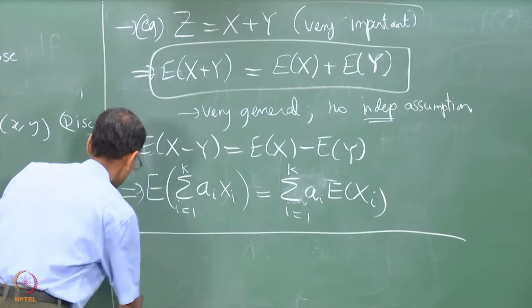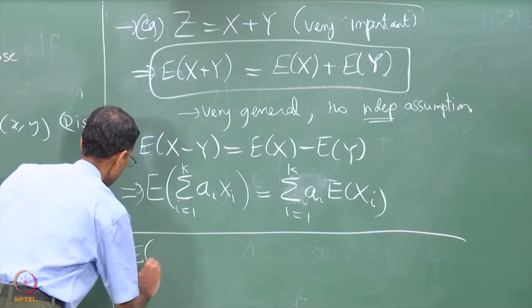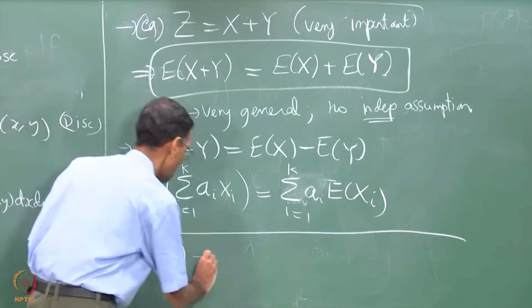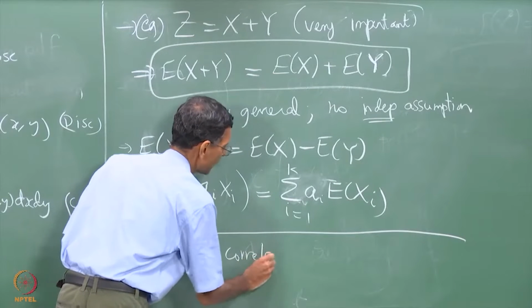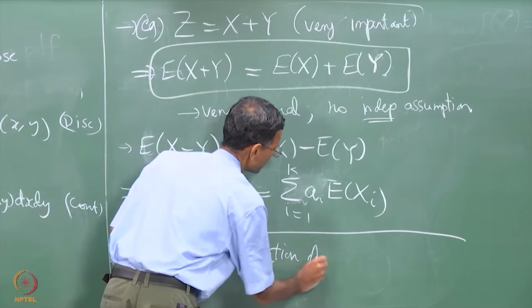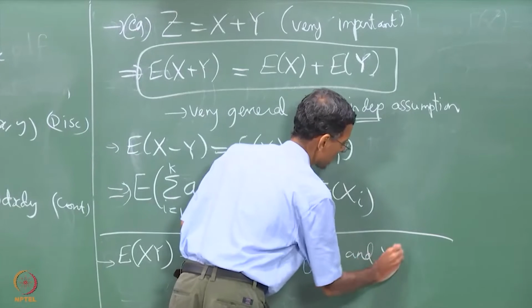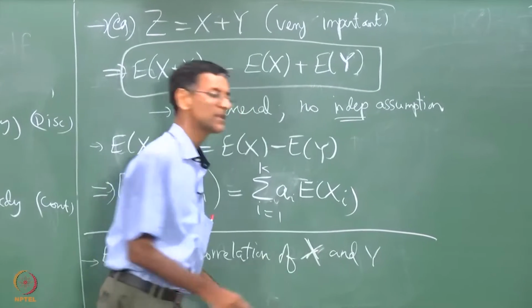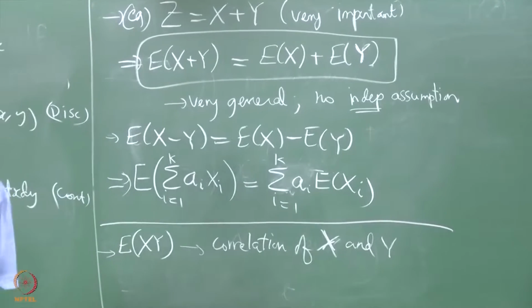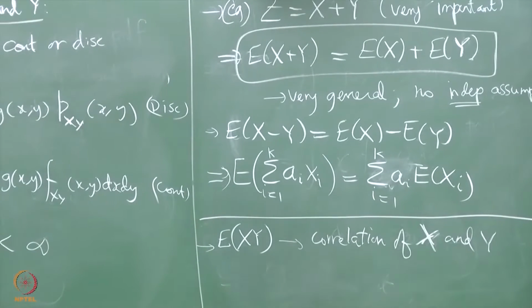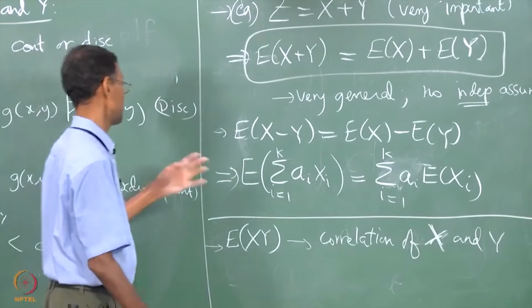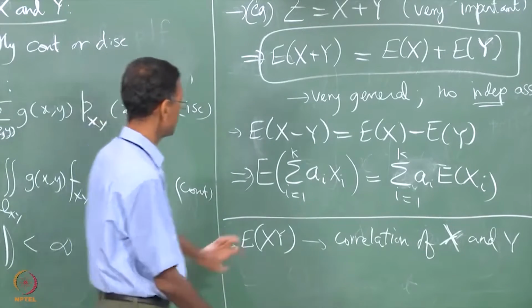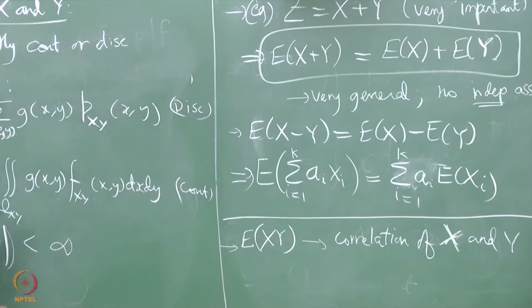So let me write this. E of xy, without giving a name to xy, is called the correlation of x and y. I am sure you have used the word correlation in some other context, but E of xy is a precise mathematical terminology for the meaning of correlation.